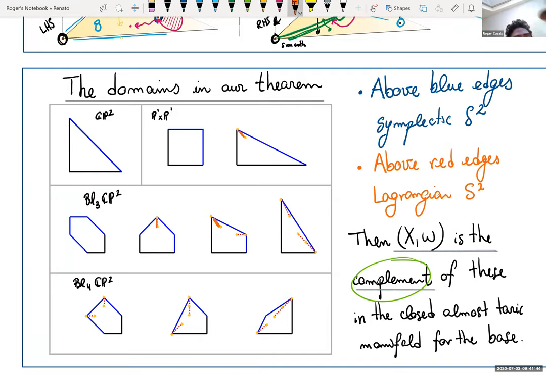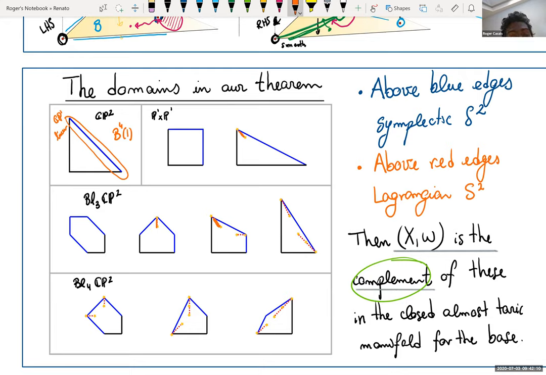So let's do some examples here directly. First of all, who is this guy? Well, that's CP2. That guy above CP2, that's the standard line. So that's CP1, the linear CP1. It's not a conic, it's really CP1. And if you take the complement of the linear CP1 in CP2, you actually just get the four ball. That is the one that Dusa McDuff and Felix Schlenk were studying.